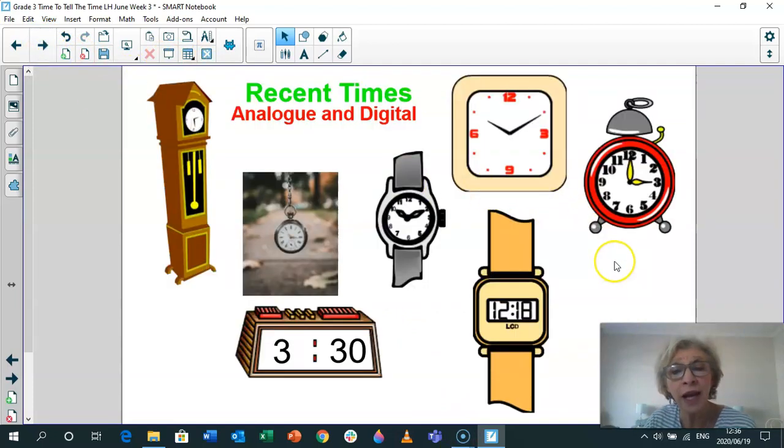And then, of course, in recent times, these are clocks that we use today. Even, well, I've got a grandfather clock that my father actually made. It's beautiful, and I treasure it.